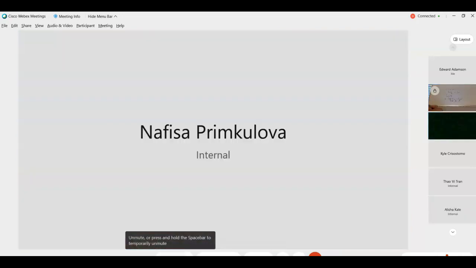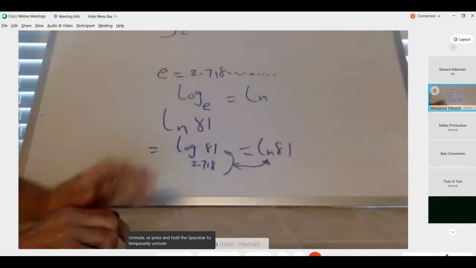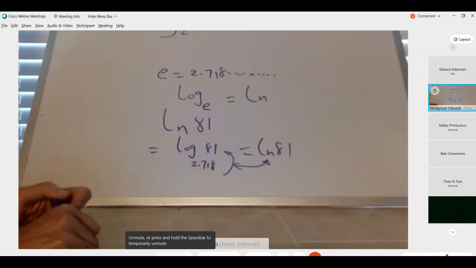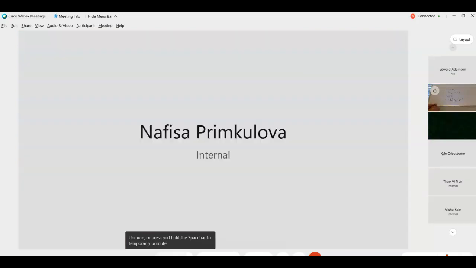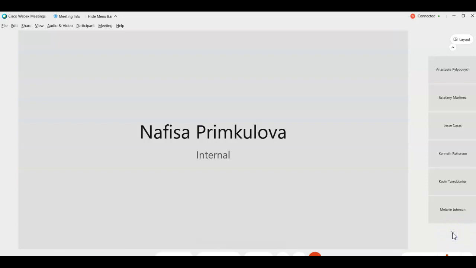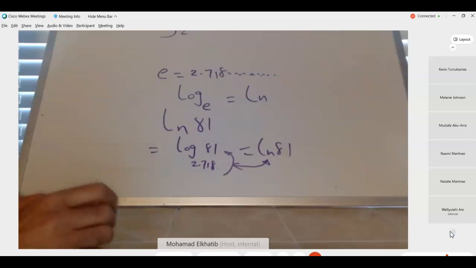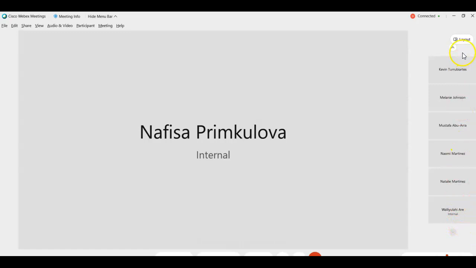So e is just equal to 2.718, exactly, but there are more digits behind it. I just rounded for you. And log and ln, they are not like that, right? That's correct. They are not equal to any number. Yeah. That's correct. Is that easy? And yeah, could you please move your camera a little bit up? Yeah, thank you.